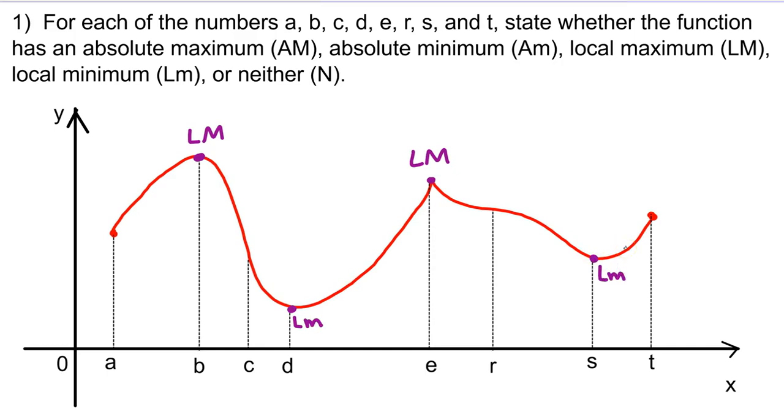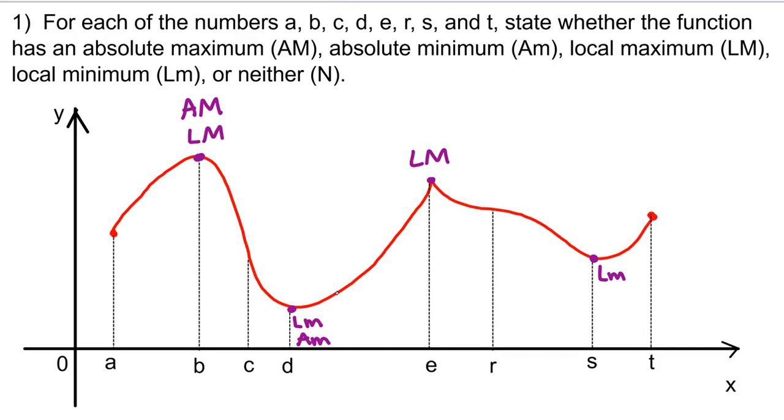Okay. Now, for the absolute maximum and absolute minimum on this interval, which point has no other points higher on the entire interval? That would be happening at B. So that's also an absolute maximum. And where do we find our lowest point and no other points are lower? That's happening at D. So that would be the absolute minimum. So a point can be both an absolute and a local extremum at the same time.